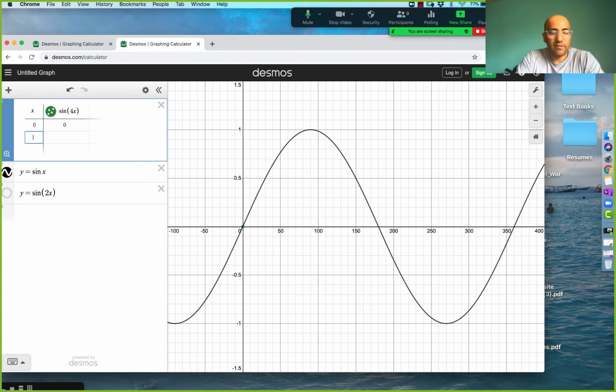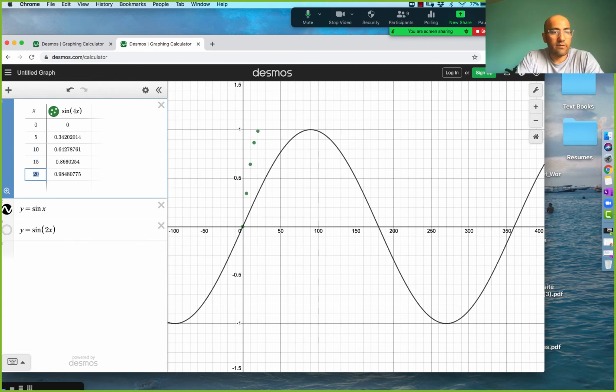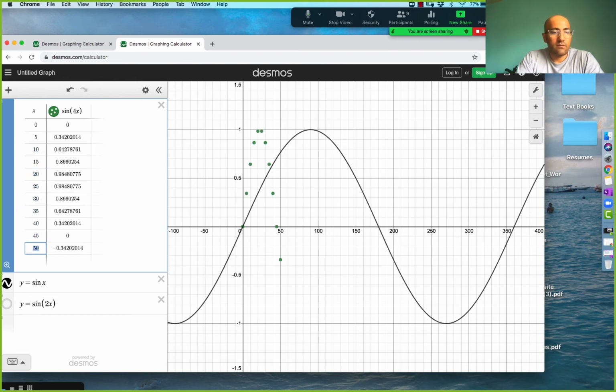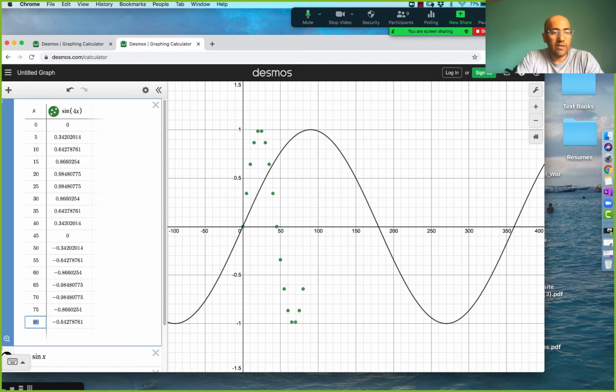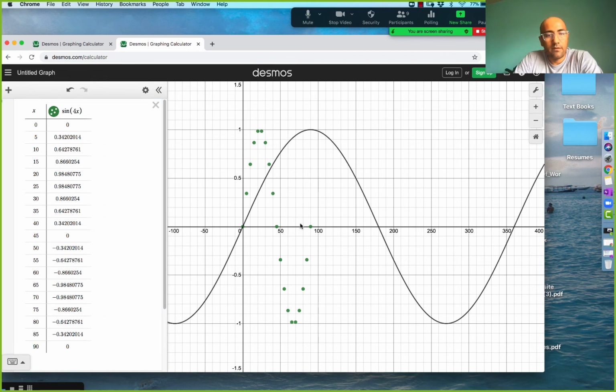Let's go by 5s now. There's 5, 10, 15, 20, 25. Notice that by the time we get to 90 degrees, we will have already completed one period of sine. Right? Again, because we're quadrupling every input value. So when I input 30, I'm really going to find sine of 120. When I input 50, I'm really going to find sine of 200.